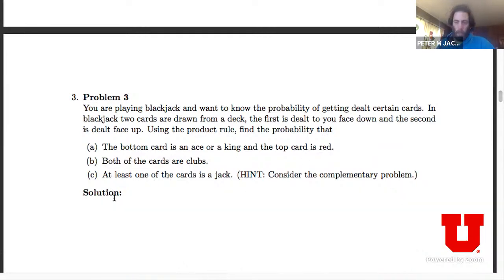This is kind of a tough one. It says you're playing blackjack and want to know the probability of getting dealt certain cards. In blackjack, 2 cards are drawn from a deck. The first card is dealt to you face down, and the second is dealt face up. Using the product rule, find the probability that the bottom card is an ace or a king and the top card is red. That's the hard part, I think, of this problem, part A. I think B and C, if you know how to do A, you'll definitely be able to do B and C.